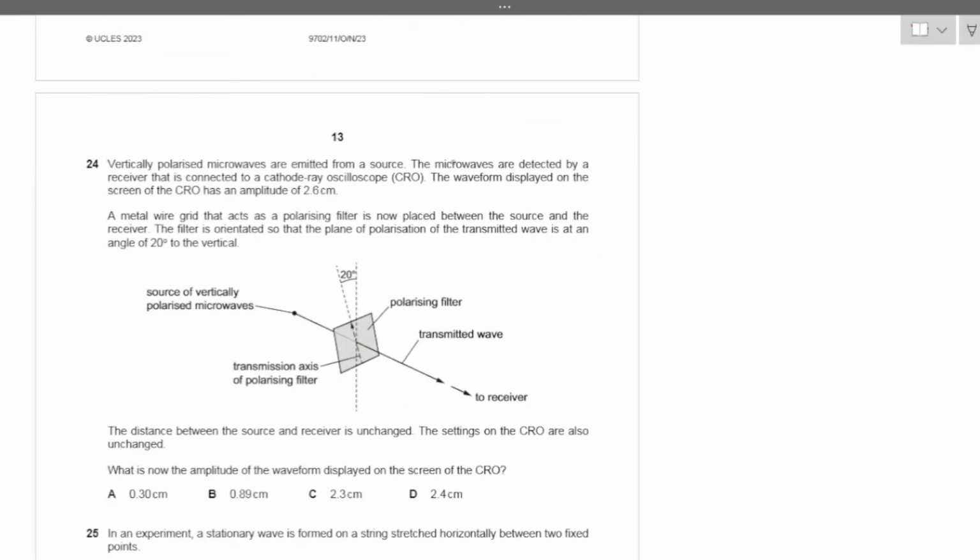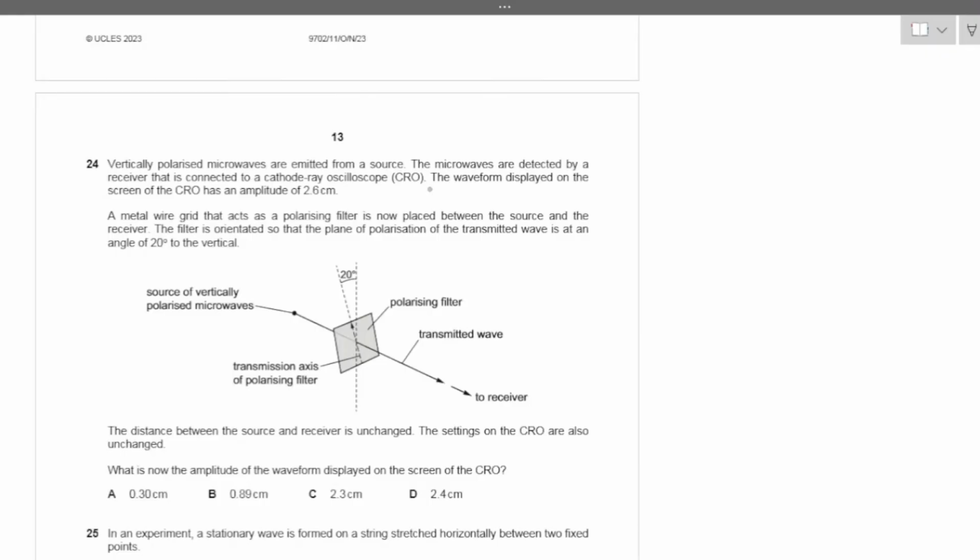Question 24. Vertically polarized microwaves are emitted from a source. The microwaves are detected by a receiver that is connected to a cathode ray oscilloscope. The waveform displayed on the screen of the CRO has an amplitude 2.6 centimeters. A metal wire grid that acts as a polarizing filter is now placed between the source and the receiver. The filter is oriented so that the plane of polarization of the transmitted wave is at an angle of 20 degrees to the vertical. The distance between the source and the receiver is unchanged. The settings of the CRO are also unchanged.